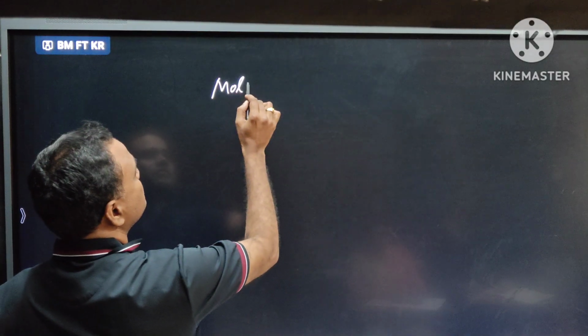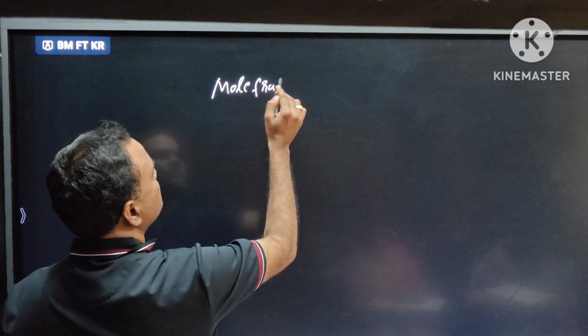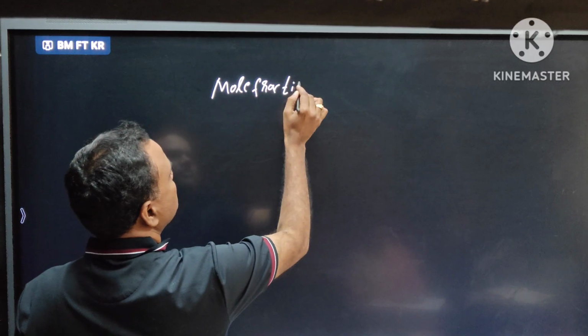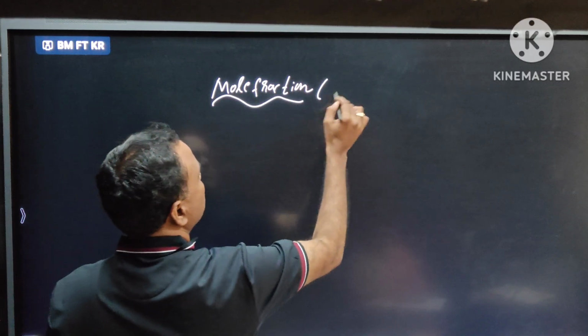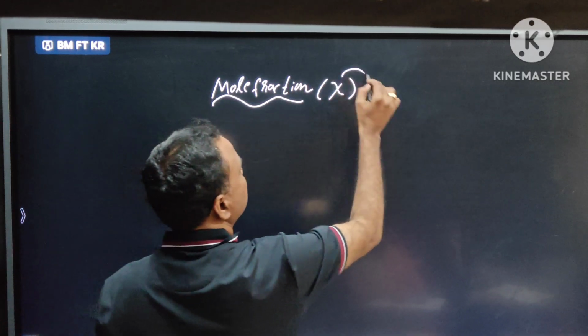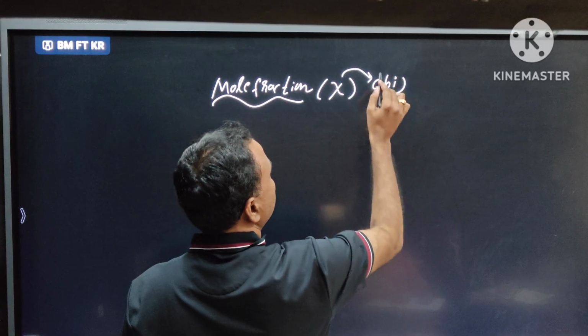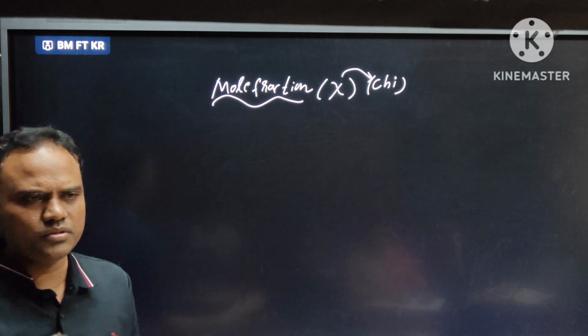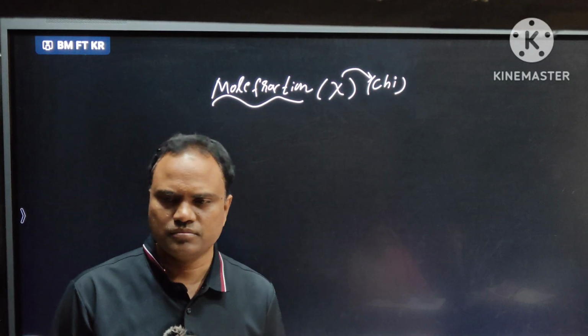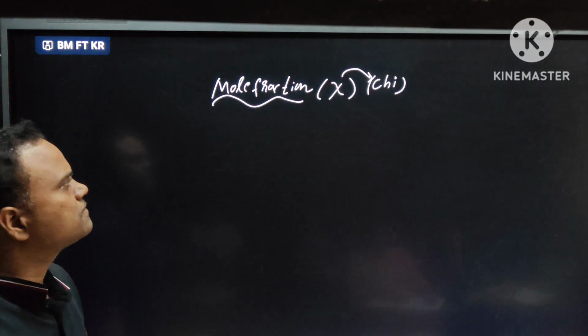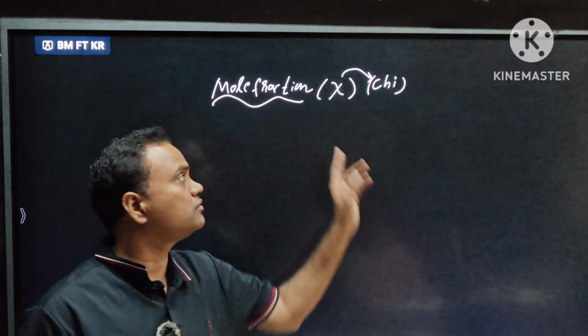Mole fraction. The symbol for mole fraction is chi. How to pronounce it? Chi. But generally we read it as an x. One is a curved line, one is a straight line. Chi.